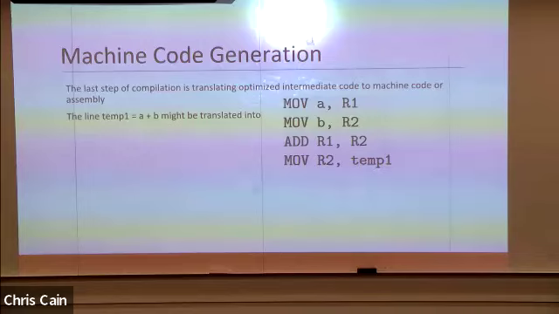So these are the main steps. Once you have the machine code that is optimized to run on your hardware, then you can run that program. We have the translation process complete.